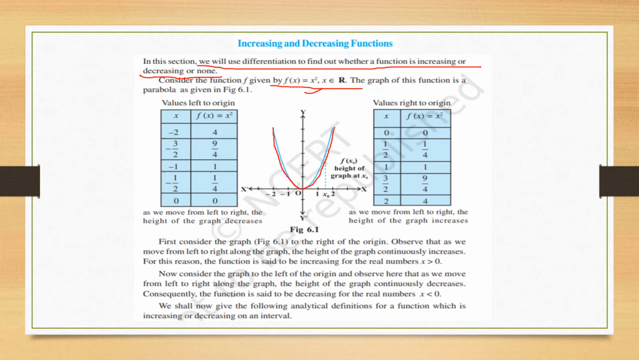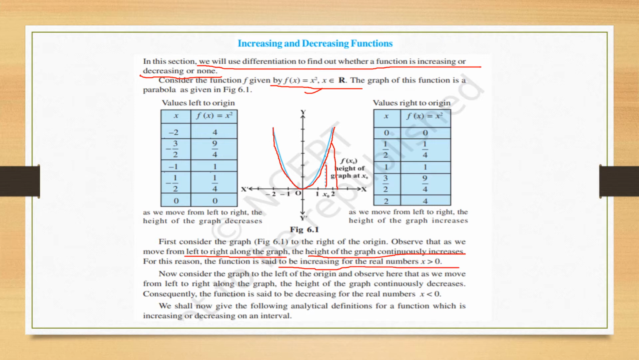You can take different points and then plot, but just for example, as we are already familiar with it, a quadratic polynomial has a parabolic graph. Now let us interpret this graph. Observe that as we move from left to right along the graph, the height of the graph continuously increases. See, from here at this point what the height is, and at this point the height is rising above. So for this reason we say that the function is increasing for real number x greater than 0.